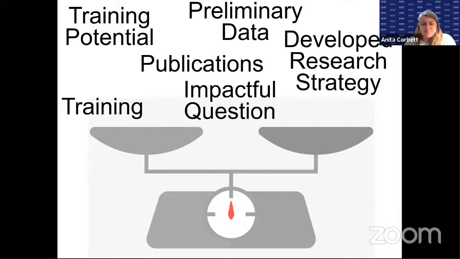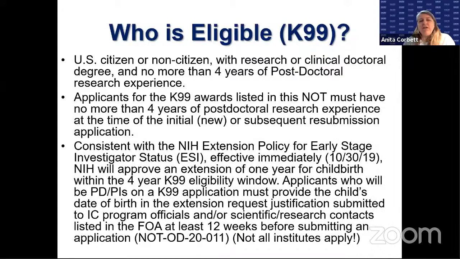And so with respect to the K99, who is eligible, and some of these apply to the K22 as well. So US citizen or non-citizen with research or clinical doctoral degree and no more than 4 years of postdoctoral research experience. So this is a real kicker with respect to the K99. They put this time limit on this a few years ago, and they actually changed it from 5 years to 4 years several years ago. And so that really puts a very sharp point on thinking about when you might apply for these.